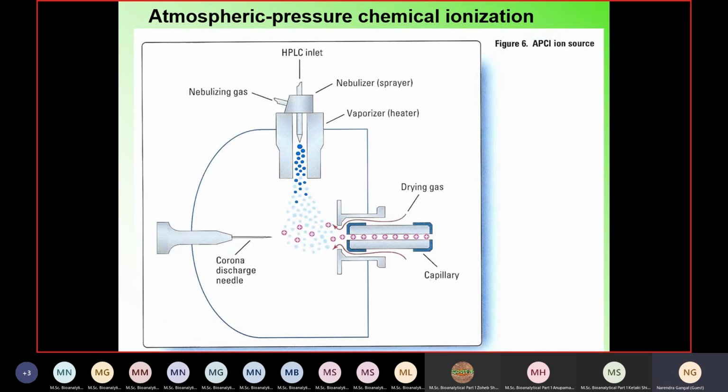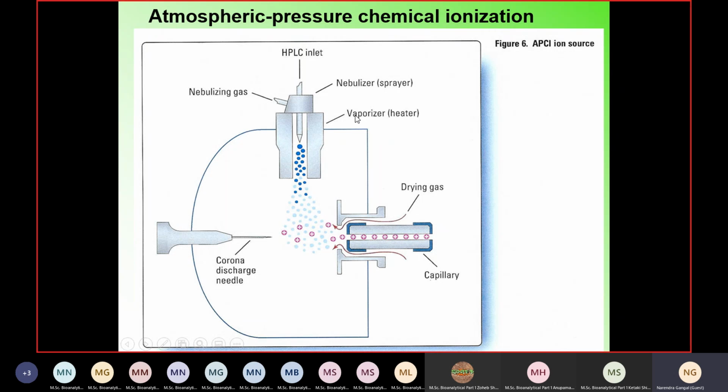Let us see how APCI works. Can you see the diagram? Yes, sir. So this is a typical cross section of an atmospheric pressure chemical ionization source. You can see here there is an HPLC inlet.